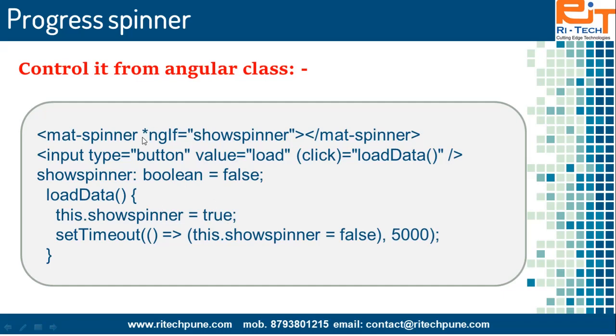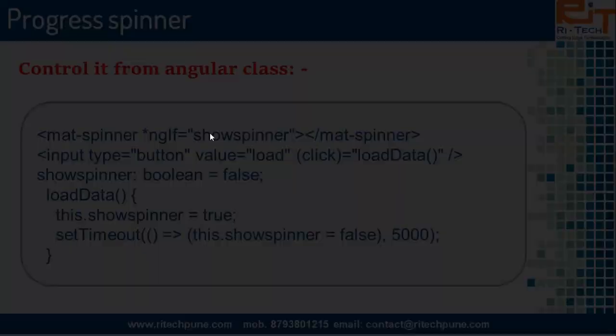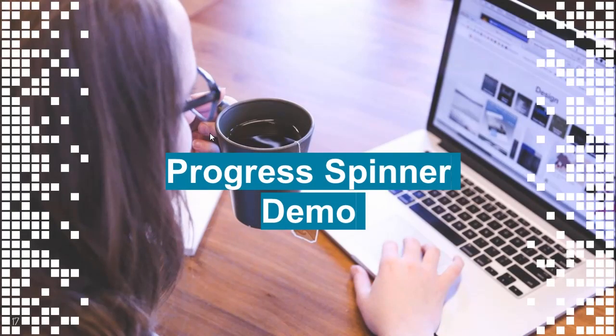Now the spinner will be visible to the user. Now we are setting a timer here using the setTimeout method, and we are setting showSpinner to false after 5000 milliseconds. So after 5000 milliseconds, showSpinner will become false, and then the spinner will automatically stop. Now let's implement it practically using VS Code.